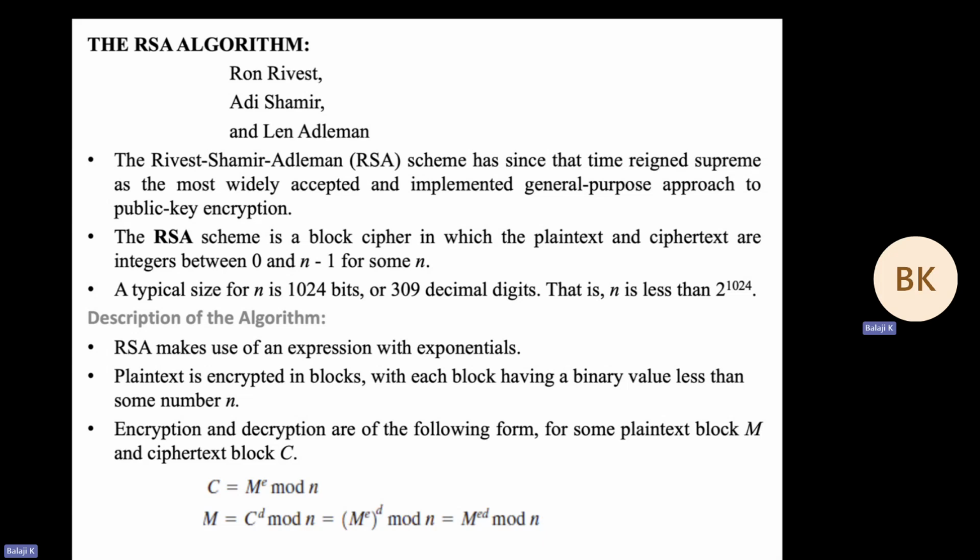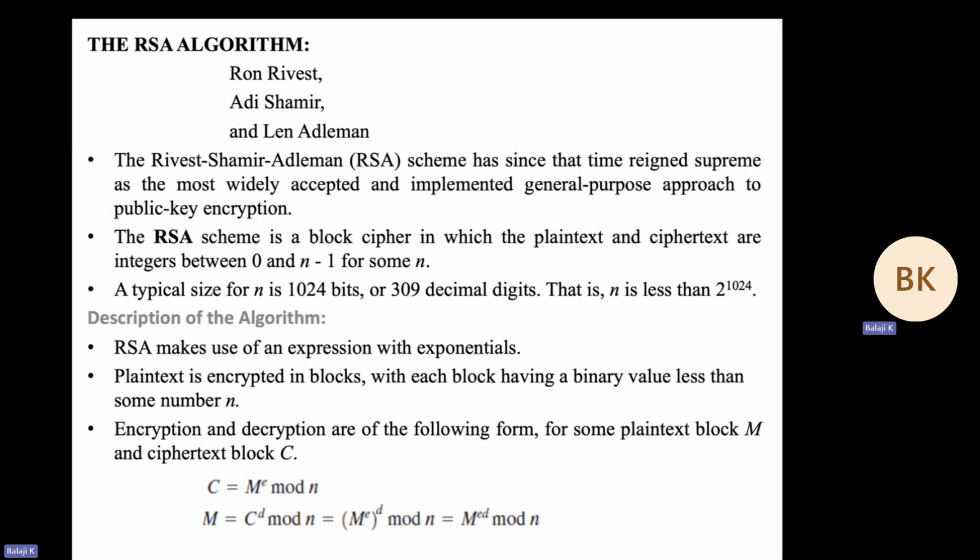If you look at general symmetric algorithms, they take plaintext and perform different types of rounds to convert the plaintext into ciphertext. But the RSA algorithm uses very minimal expressions. It uses only two simple expressions for converting plaintext to ciphertext and ciphertext to plaintext. These are the equations it uses.